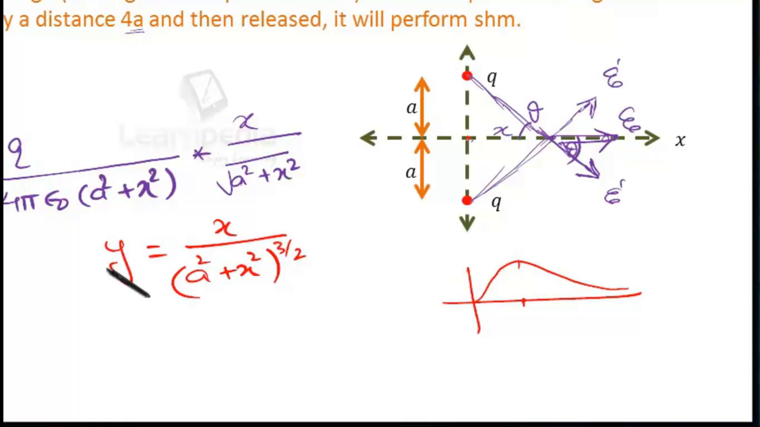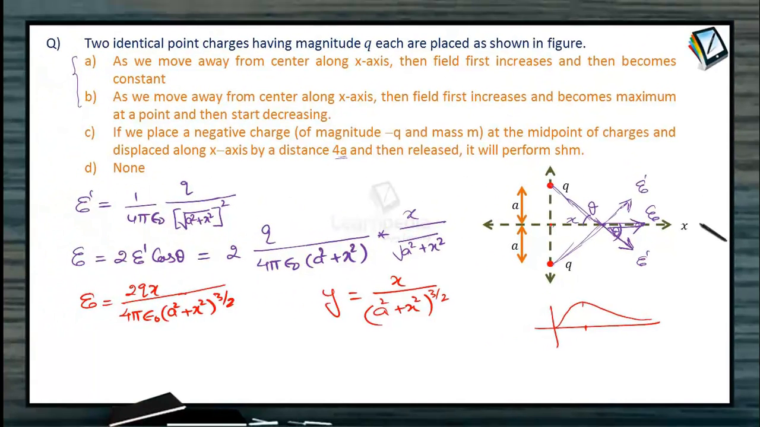For that you have to differentiate y with respect to x, put it equal to 0, and solve for what value of x y is going to be maximum. And it is clear that as we move away and away from this configuration, the field is going to decrease because of the increase of the distance. It cannot remain constant. So the first option is absurd, and the second option has to be the correct option.